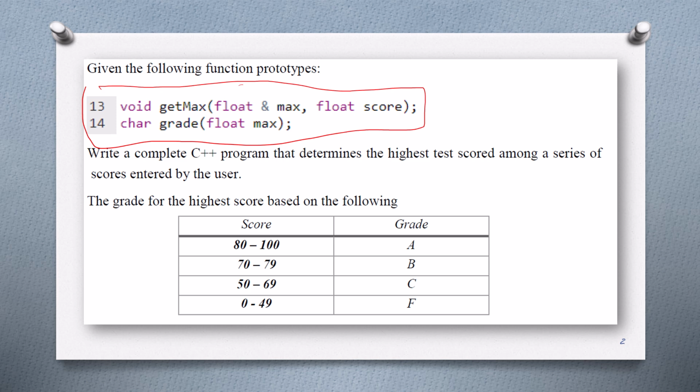You are also given a table that has a variation in terms of the scores. For a score between 80 to 100, the grade assigned is A, and you have the other grades as well, B, C, and F. F is if the score falls between 0 until 49, below 50.